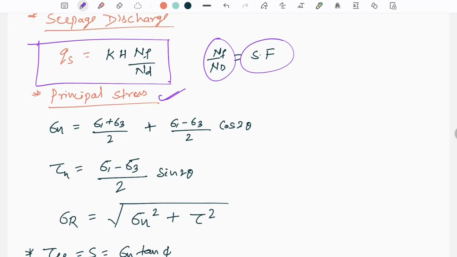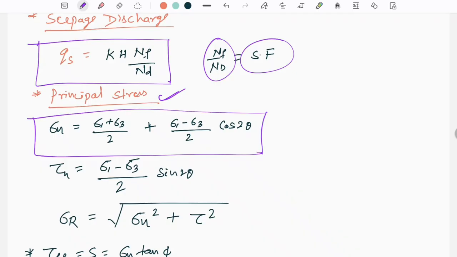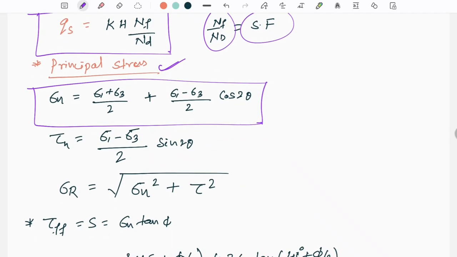Next is the principal stress. As you know, the principal stress sigma n from the strength of materials point of view. We know what is principal stress. Principal stress is where shear stress is 0. So sigma n is equal to sigma 1 plus sigma 3 divided by 2 plus sigma 1 minus sigma 3 divided by 2 into cos 2 theta. Okay. Sigma 1 and sigma 3 are the stresses, right? Sigma 3 is the cell stress. Similarly, shear stress you can find as sigma 1 minus sigma 3 divided by 2 into sin 2 theta.